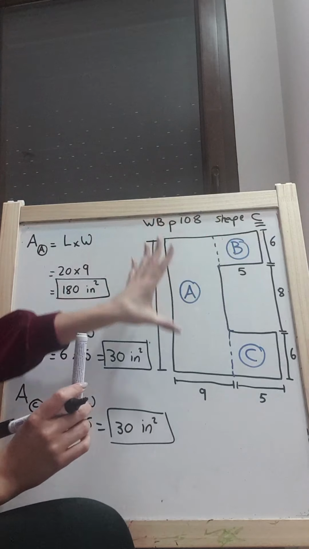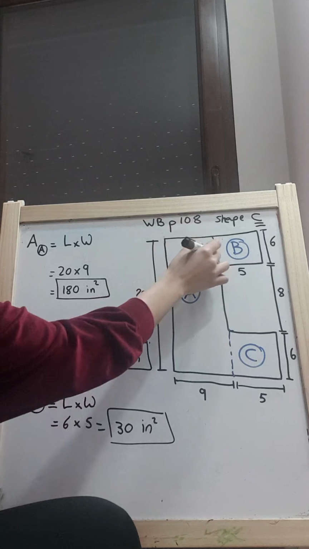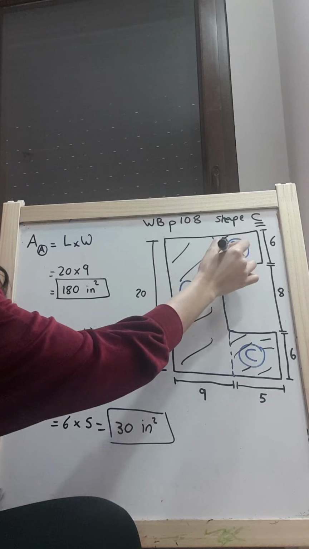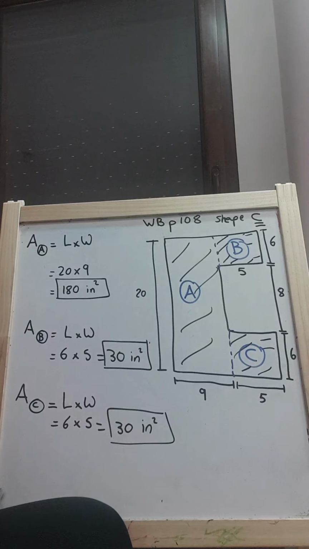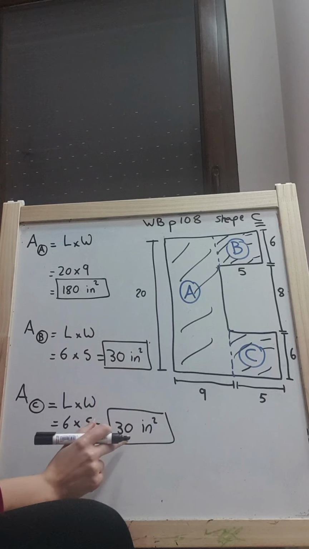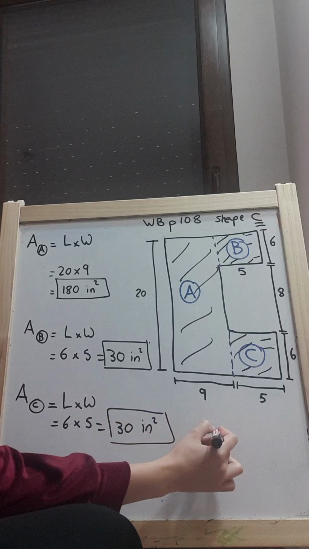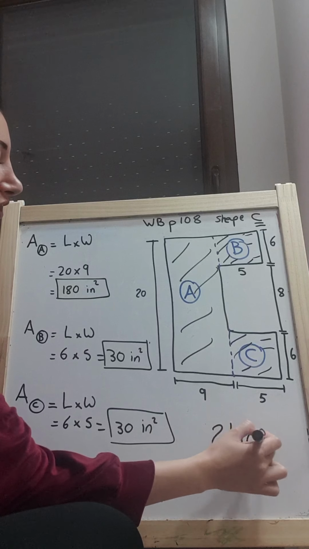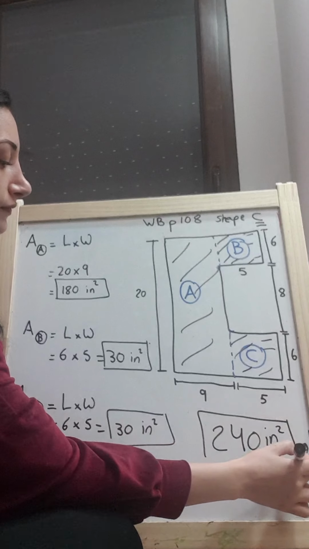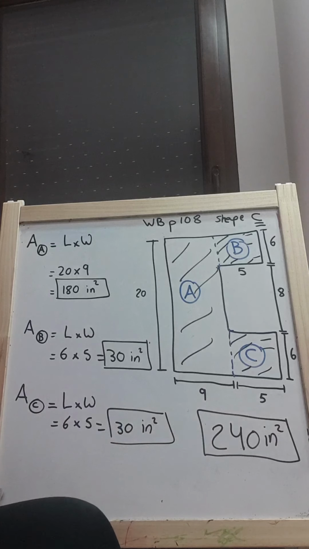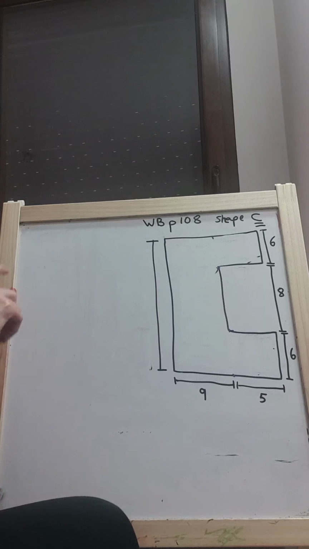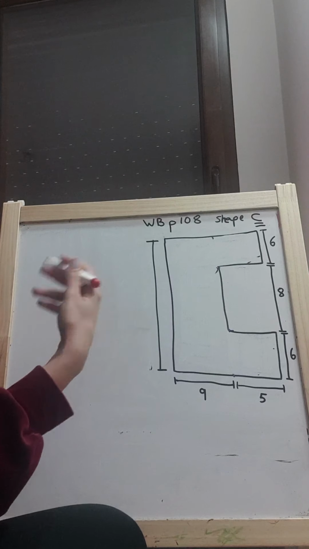Now I covered the whole compound shape. I'm done with this, I'm done with this, and I'm done with this. 180 plus 30 is 210, plus 30 is 240 inches squared. Now let's try to cut it in another way.